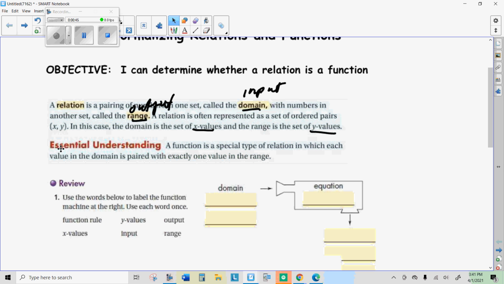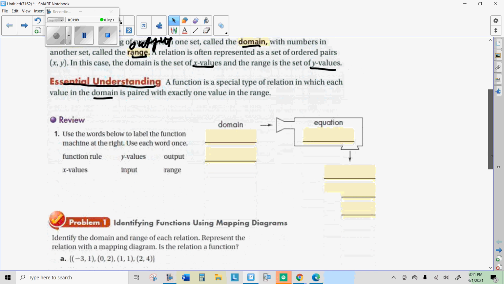Okay, so here's the definition. This is what we need to figure out. A function is a special type of relation in which each value in the domain, each input value, is paired with exactly one value in the range, one output value. So whenever you input into a function, you only get one answer out. Okay? So go ahead and fill in these blanks, see if you get them right.